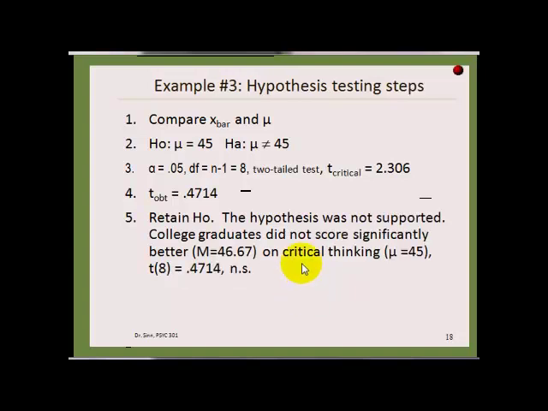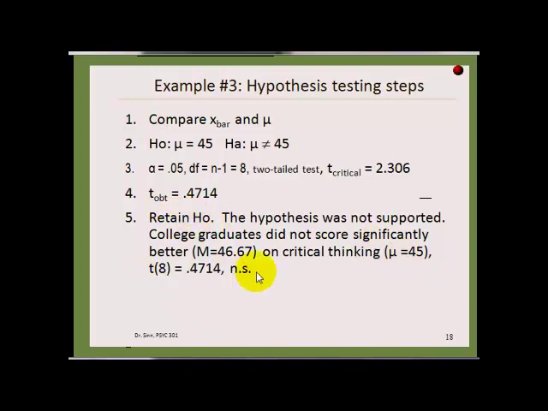Okay, so you should have gotten the following. The hypothesis was not supported. College graduates did not score significantly better on critical thinking. So that sample mean of 46.67, even though it's bigger than 45, it's not big enough that we trust that difference and can call it significant. We're forced to retain the null hypothesis.